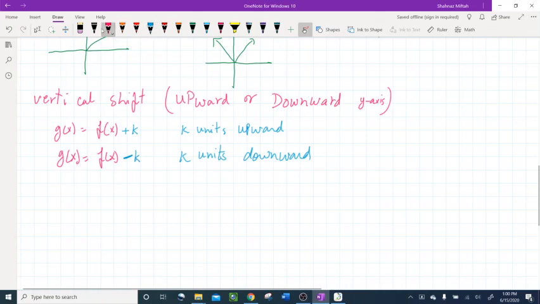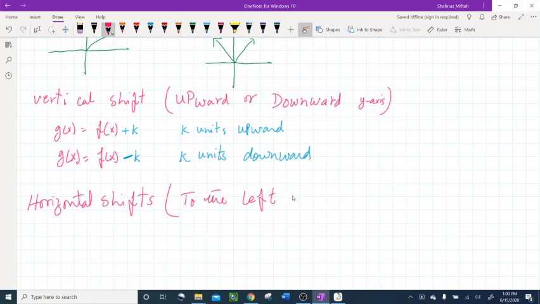Okay, how do we do horizontal shifts? Those were vertical shifts, and now horizontal shifts. This means to the left or right, and I'm talking about the x-axis because the x-axis goes left and right. Now let's see how it works here. G of x is equal to f of x minus h, and make sure you know it. Do you see the difference? The earlier one was a function with just a constant at the end, so we go up and down.